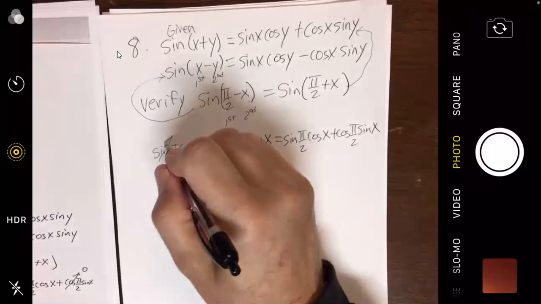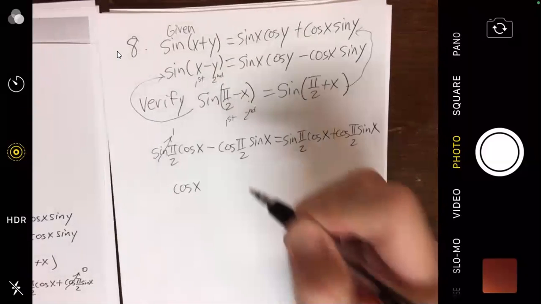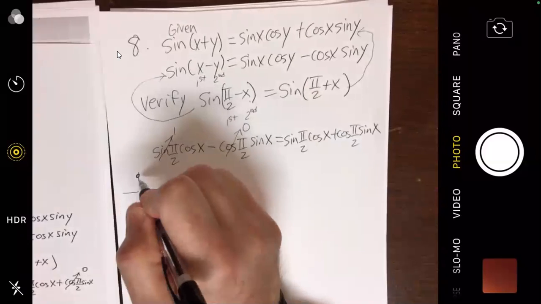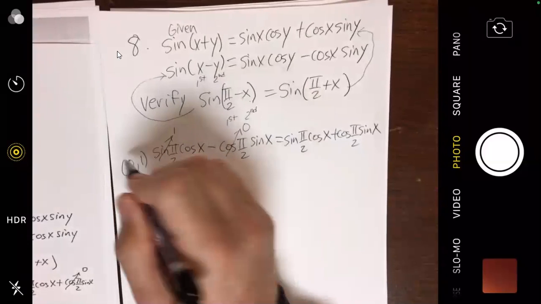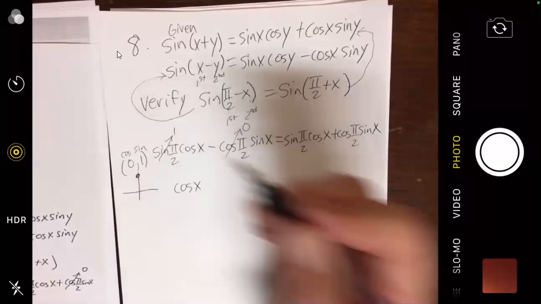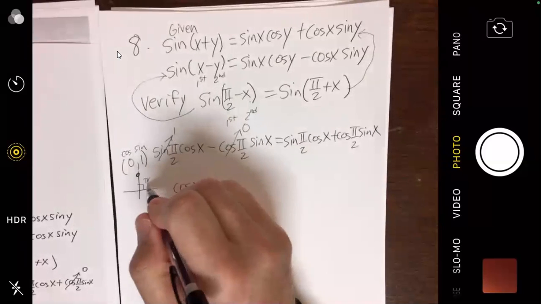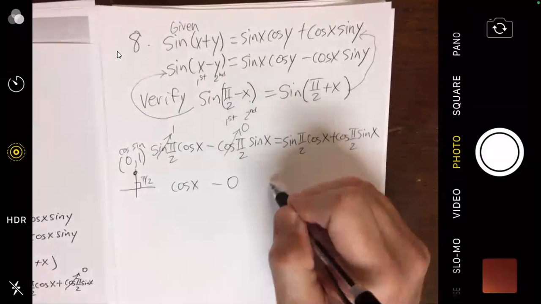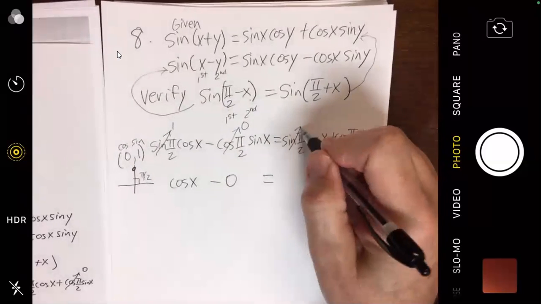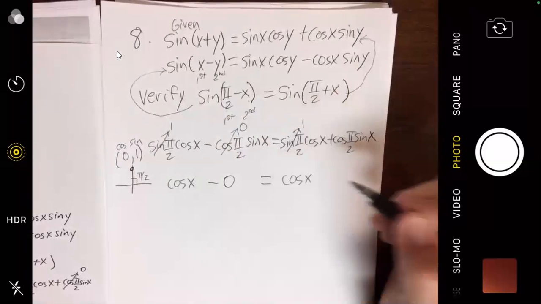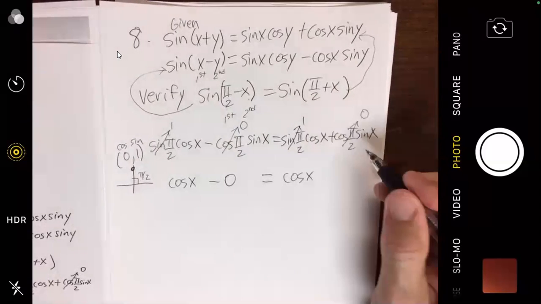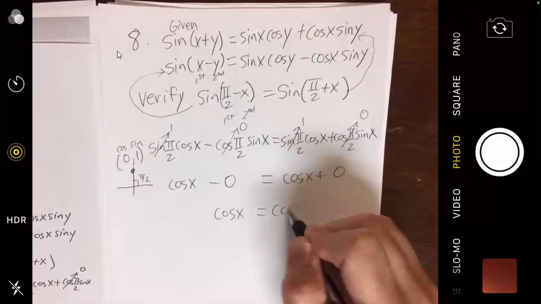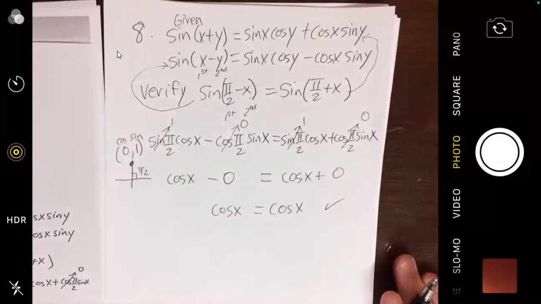So you get a cosine of x. Cosine of pi over 2 is 0. Hope everybody knows this. Do I need to draw out the circle? Pi over 2, you're up here. The coordinate is 0, 1. Cosine is 0, sine is 1. Angle of pi over 2, 90 degrees. So minus 0, and on this side, sine of pi over 2 is 1. We get a cosine of x, plus 0. And sure enough, cosine x is equal to cosine x. They both work out to cosine x.